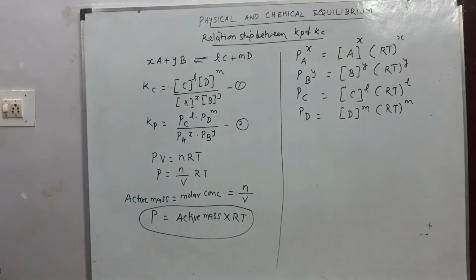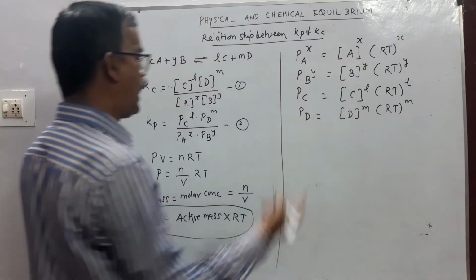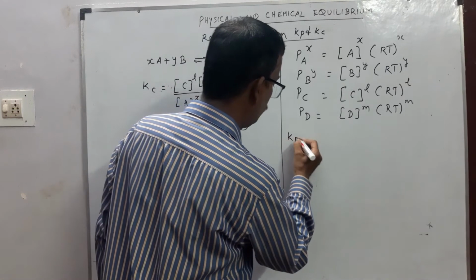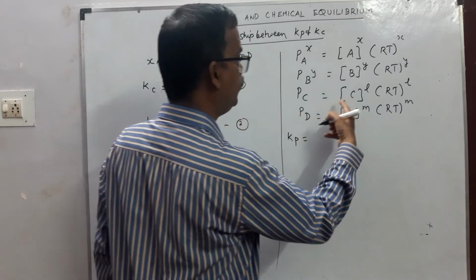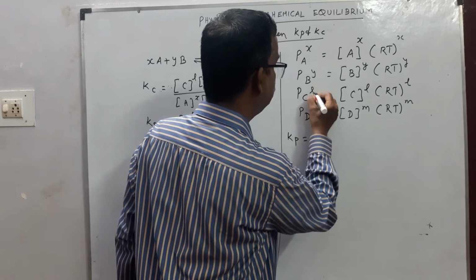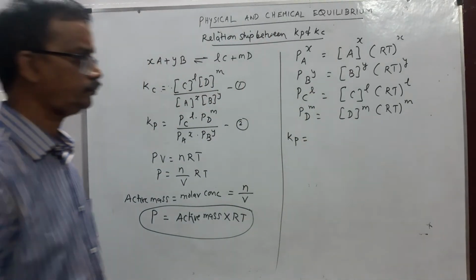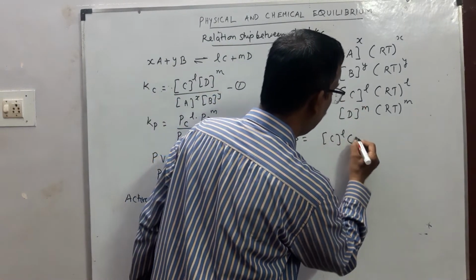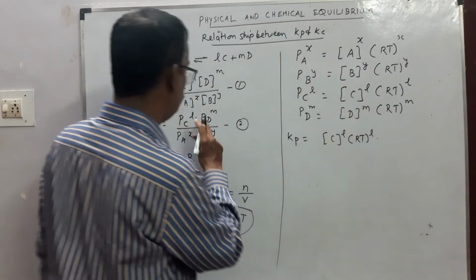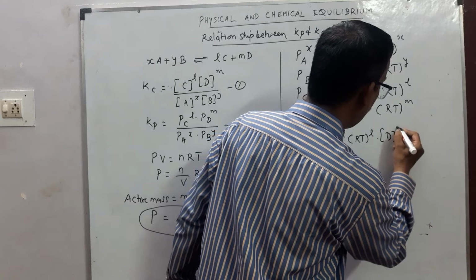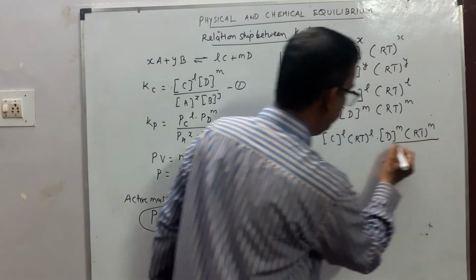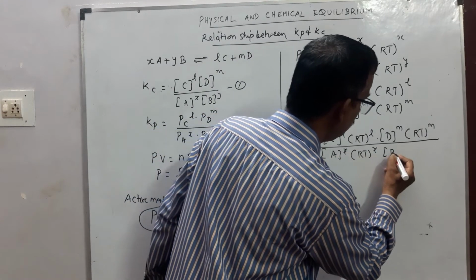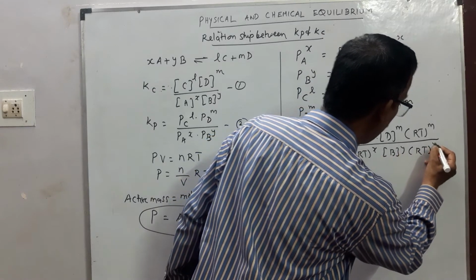Okay. So substitute the partial pressure values in equation number 2. So Kp equal to Pc to the power of L, Pd to the power of M. Okay, this is L, clear. So Kp equal to Pc to the power of L means C to the power of L, RT to the power of L, Pd to the power of M, D to the power of M, RT to the power of M, divided by A to the power of X, RT to the power of X, B to the power of Y, RT to the power of Y.